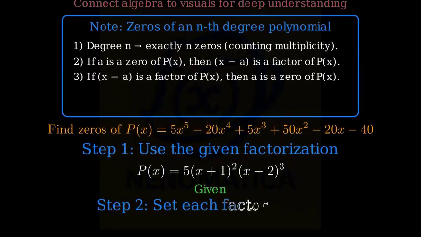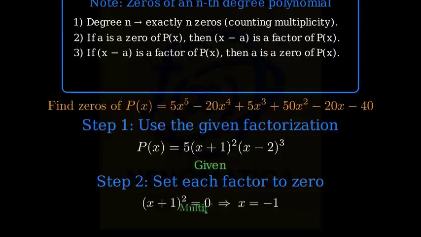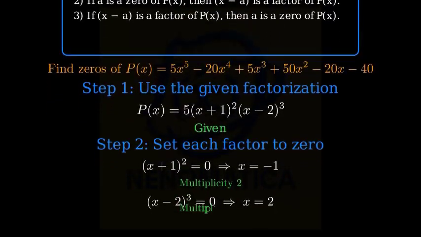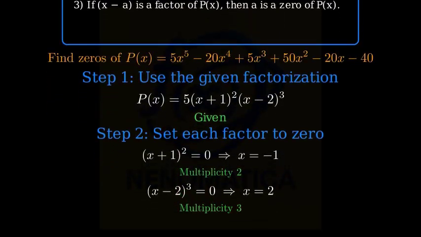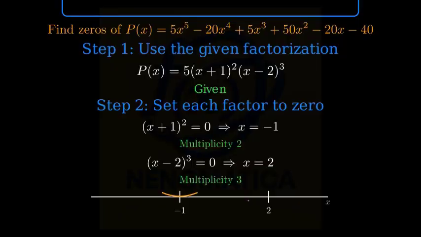Step 2. Set each factor equal to 0. From (x plus 1) squared equals 0, we get x equals negative 1. The exponent 2 means this is a double root, multiplicity 2. From (x minus 2) cubed equals 0, we get x equals 2. The exponent 3 means this is a triple root, multiplicity 3. Let us visualize multiplicity on a number line.